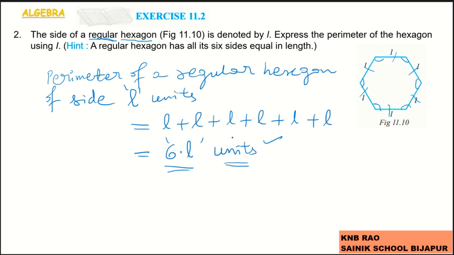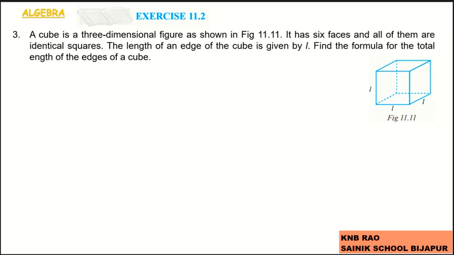Now coming to question number 3. In this question, a cube is a 3-dimensional figure as shown in figure 11.11. It has 6 faces and all of them are identical squares. The length of an edge of a cube is given as L units. Find the formula for the total length of edges. Now tell me first of all, how many edges are there in this cube?